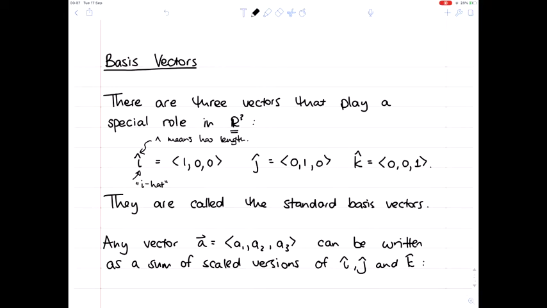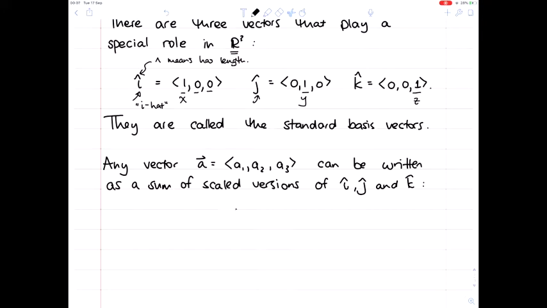So our i hat vector says move 1 in the x direction and don't move at all in the y or z direction. Then we have the j hat vector, which moves us 1 unit in the y direction, and we have the k hat vector, which moves us 1 unit in the z direction. So i hat is related to x, j hat is related to y, and k hat is related to z. And these are called the standard basis vectors.